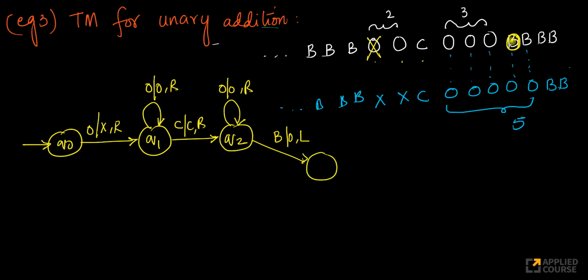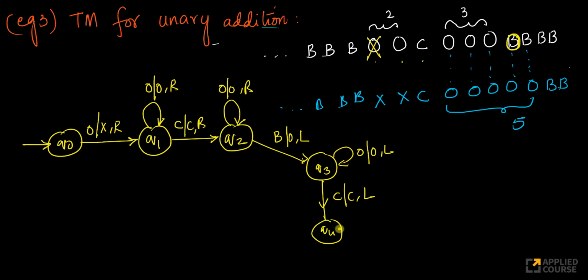Now when I'm moving left, if I encounter zeros, I'll just keep them as is and keep moving left. If I encounter a C, what will I do? I'll just keep moving left. Don't touch the C. So this state basically means that I've seen zeros, I've seen the C also, and now I've come to the other side of C. That's what this state says.